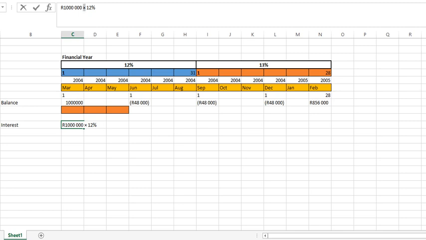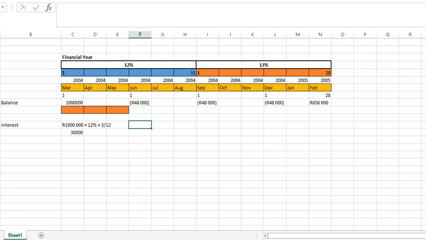look at the period from the 1st of March up until the 31st of May. So for 3 out of 12 months, we're going to determine what our interest on that is. Okay, and if we do this calculation, then our interest is 30,000 Rand. So that's for the period from the 1st of March up until the 31st of May.